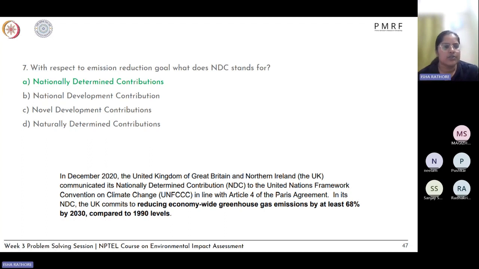Okay, so these are contributions which different countries are putting forward, saying that this is what, as a country, we are going to contribute towards reducing the global emissions. So NDC stands for Nationally Determined Contribution. So A is the correct answer.